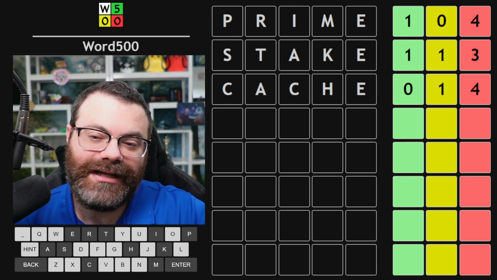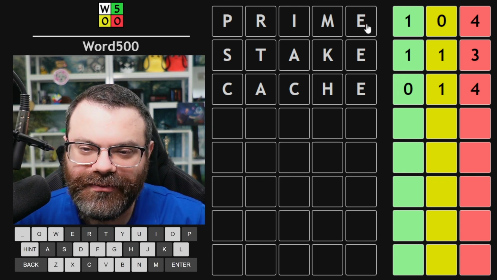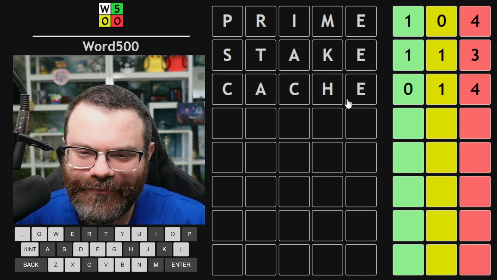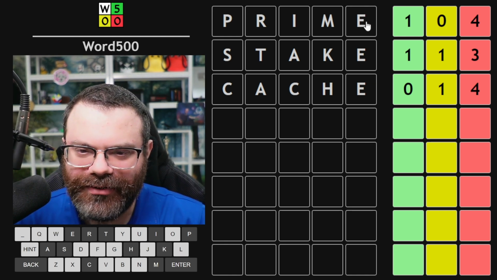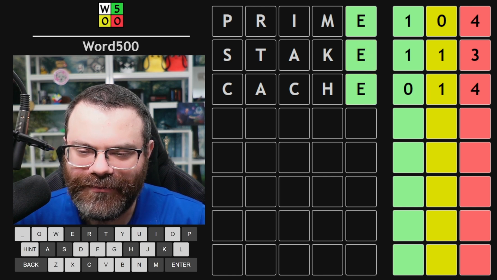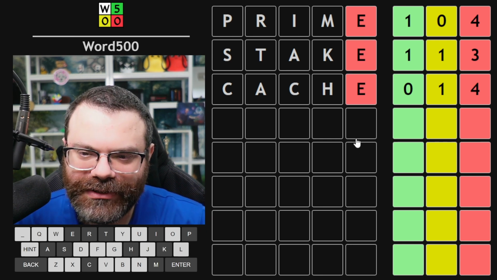Ooh, okay. So that has only one yellow. That means that there cannot be a green in the word. There can't be an E in the word. The E can't be green here, right? And there's only a green in prime, right? So if E was the green in prime, then this would be green and this would be green, and we should have one green, right? So there is no E at all, which is good to know.